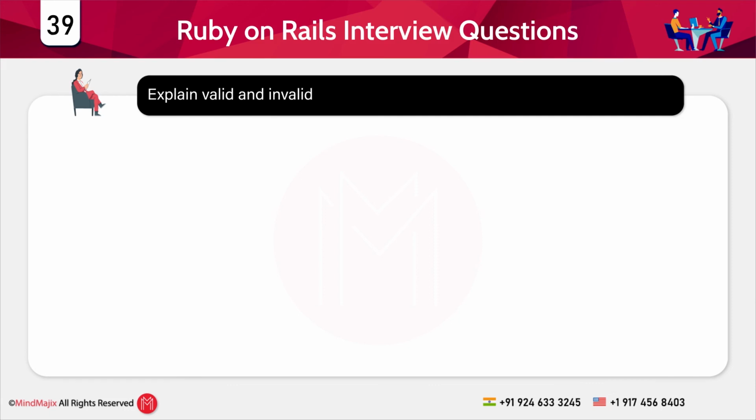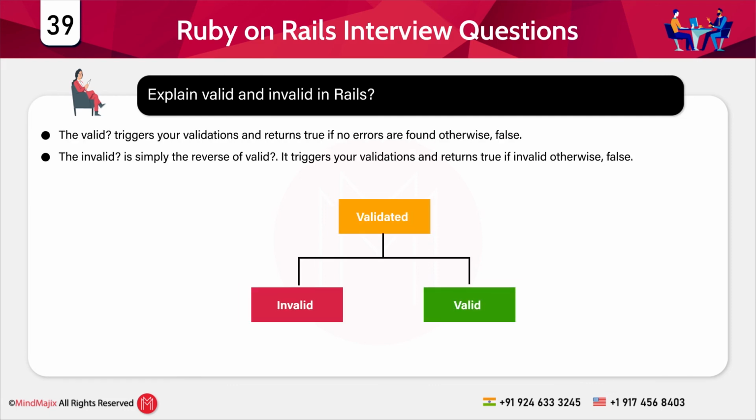Explain valid and invalid in Rails. So valid question mark, invalid question mark, these are the two keywords. Valid question mark triggers your validations and returns true if no errors are found, otherwise false. If validations are written and that validation is correct, then it returns true. Otherwise, it returns false. Invalid is the reverse of the valid keyword. It runs your validations and returns true if invalid. If the validations are invalid, then it returns true, otherwise false.